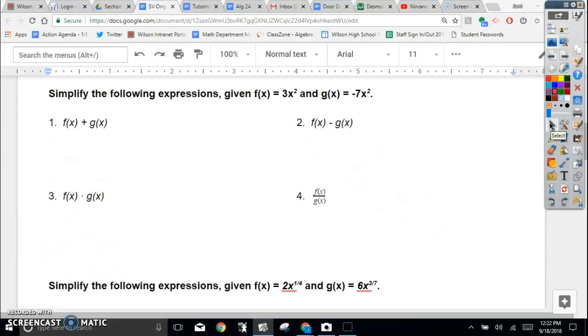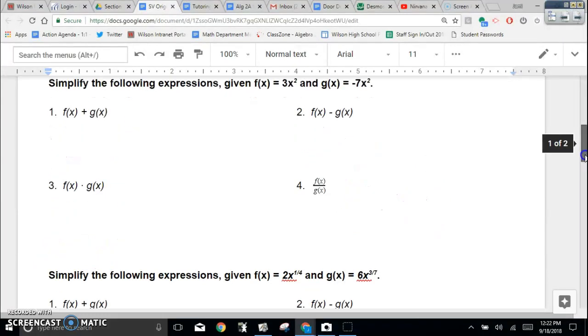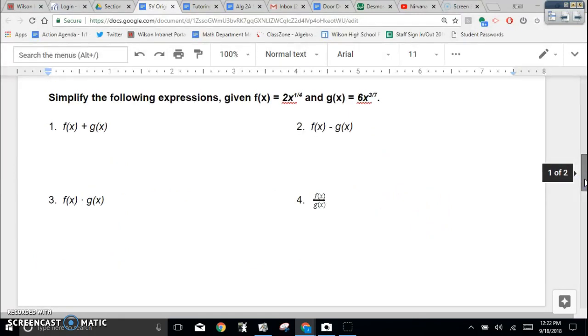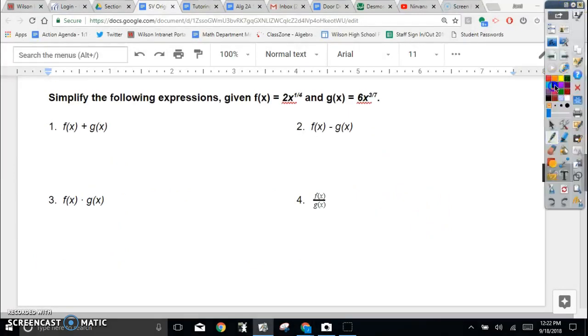All right, now going to the bottom portion of the first page. More of the same here, okay? But now we're changing some functions. This time we're going to let f of x equals 2x to the 1/4. I'm going to let g of x be 6 times x to the 3/7. So this is 2x to the 1/4 plus 6x to the 3/7.